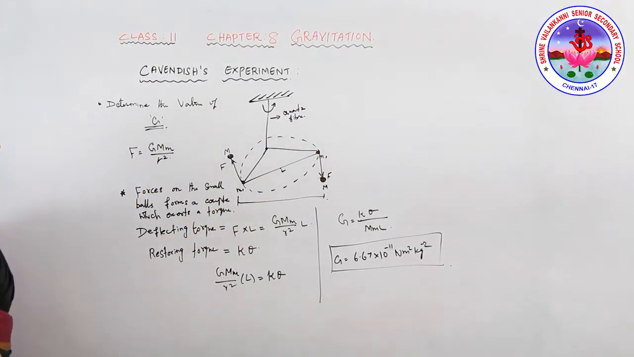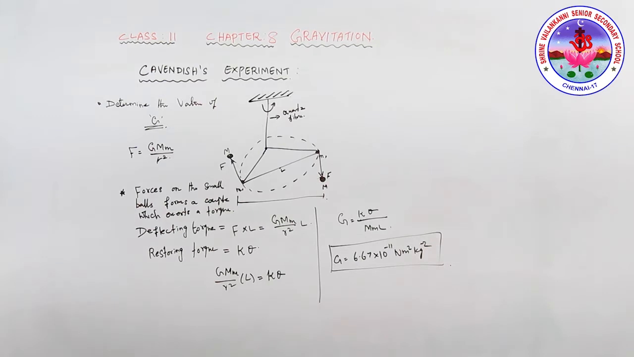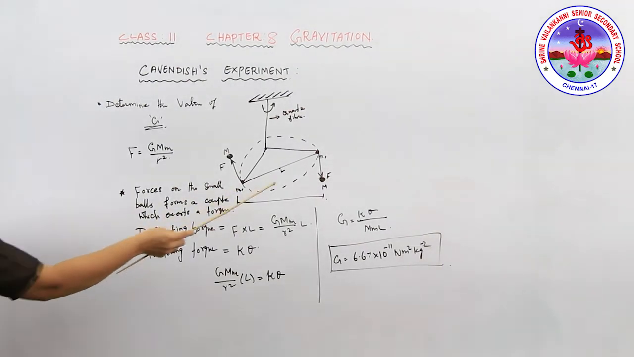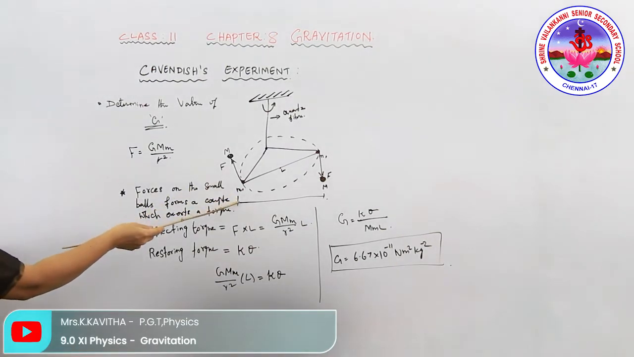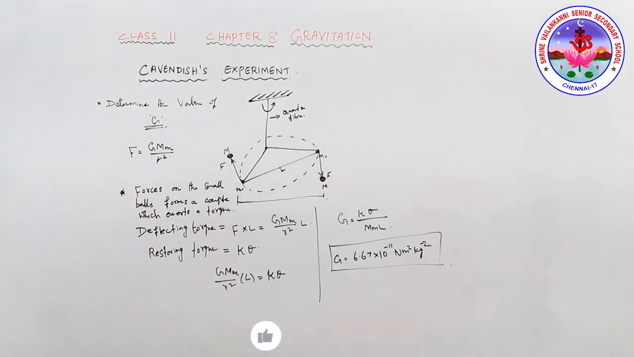See the diagrammatic representation. See, this M1 and M2 are the two small lead balls of mass m each that we have taken. And these are connected to a light rod of length L. The rod is supported by a vertical quartz fiber. Now, two large lead spheres of mass capital M are placed near the ends of the dumbbell on the opposite side. So the small spheres move towards the large ones under the gravitational attraction.